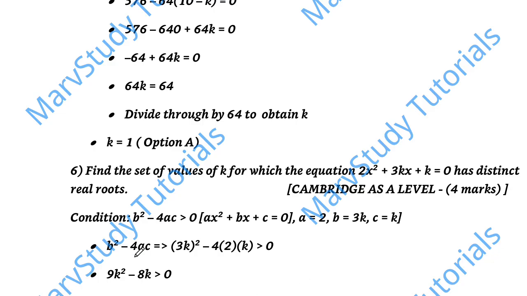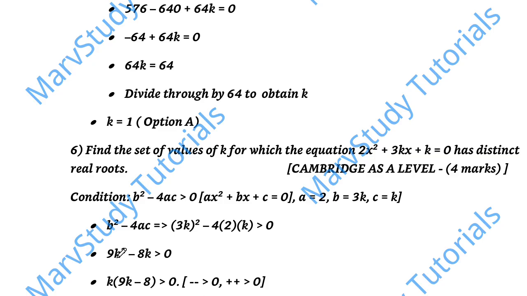Then if we look at 9k squared minus 8k, we can notice that k is common to both terms. So we could take out k. Then 9k squared divided by k, this k is going to cancel, and we're going to have 9k. And negative 8k divided by k is going to leave us with negative 8. So we could say k bracket 9k minus 8 is greater than 0. And for this to be true, it's either you have negative times negative or positive times positive, because negative times negative is going to give us a positive, which is greater than 0, or positive times positive.